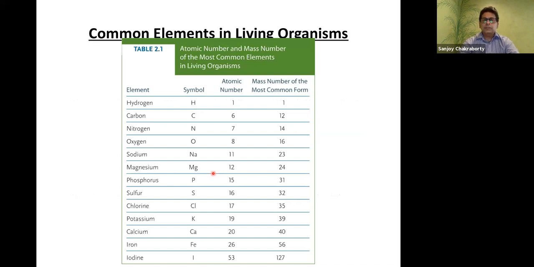For example, sodium, Na, which comes from the Latin word natrium, or potassium, K, which comes from the Latin word kalium, or iron, Fe, from the Latin word ferrum. So some of them, and most of them, come from English.